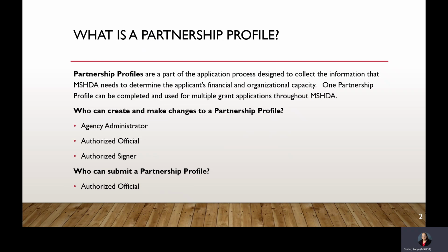One partnership profile can be completed and used for multiple grant applications throughout MSHDA. This also saves the applicant's time because they don't have to upload the same document multiple times. Partnership profiles can be created and completed by agency administrators, authorized officials, and authorized signers, but only the authorized official can submit the partnership profile.